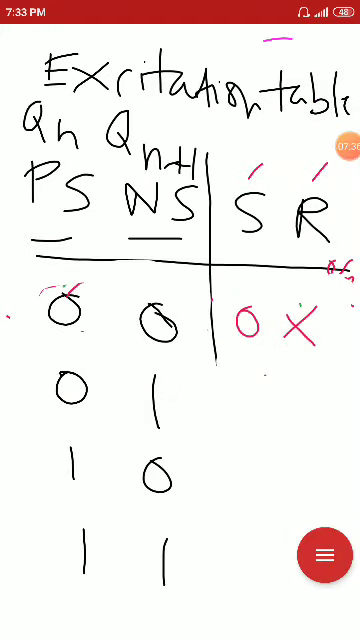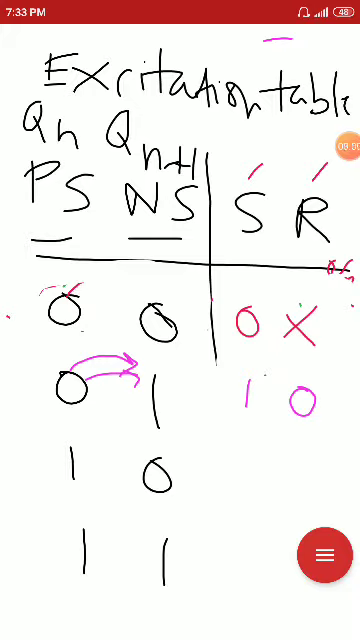When the present state is 0 and the next state is 1, the output has become 1 from 0. So what are the possible inputs of S and R? For the output to become 1, S can be 1 and R can be 0. That is one possibility.